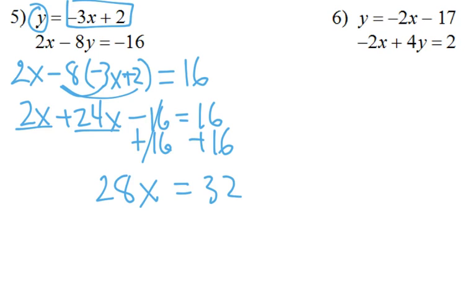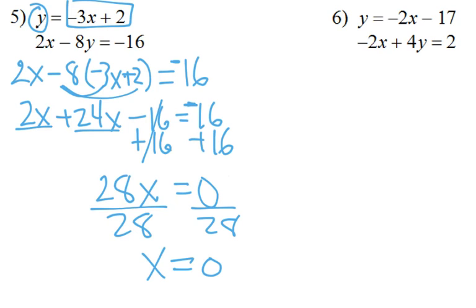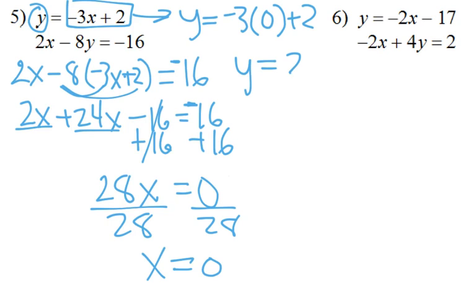Oh, I made a mistake. That's supposed to be negative 16, isn't it? Which would make this actually 0. That's better. Gotta catch me on those mistakes. So x equals 0. Go back to that original equation and say, now we know that x is 0, so we get our answer of 0, positive 2. That's where they intersect.